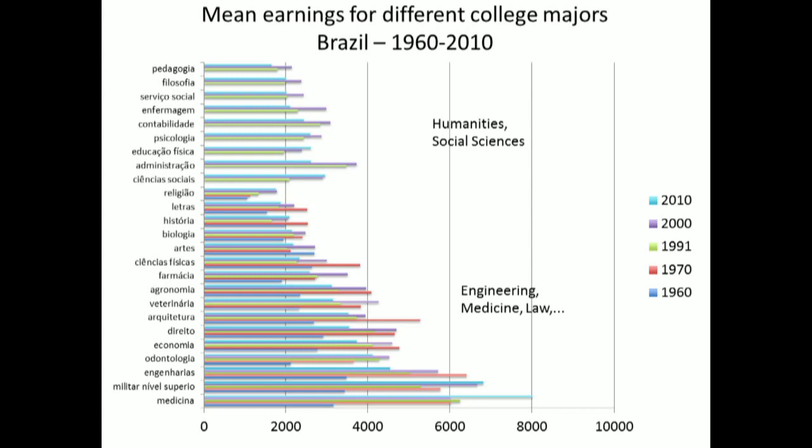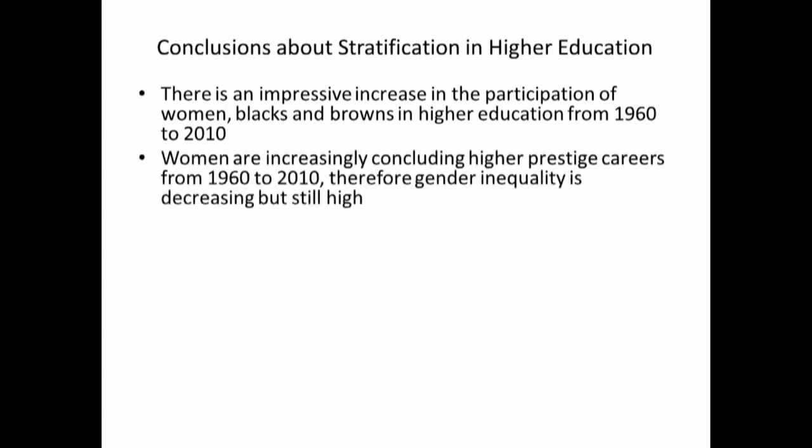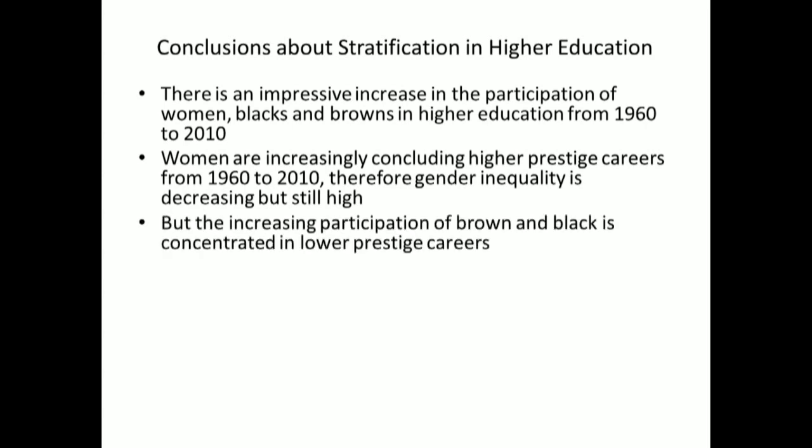So this is to give us some ideas about this second chapter. I'm not presenting everything here, I don't have time. Some conclusions: there is an impressive increase in the participation of women, black and brown people in higher education from 1960 to 2010. Women are increasingly concluding higher prestige careers. They are getting there, but still less than men. Therefore, gender inequality is decreasing, but still high. But the increasing participation of browns and blacks is concentrating in lower prestige careers. Income inequality is high across careers.